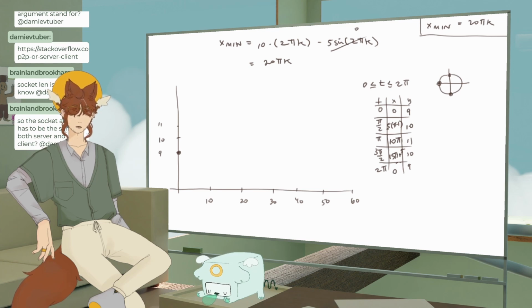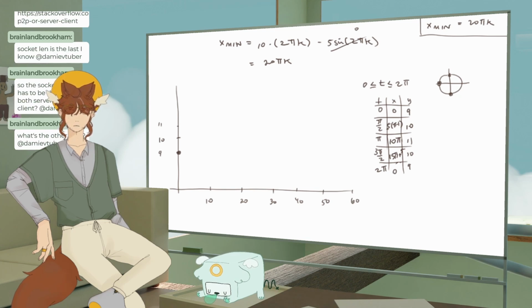Address doesn't have to be the same for server and the client. The socket address for a particular socket on a particular host is unique, so it would be different. They would be different. What's the other one? I don't know.